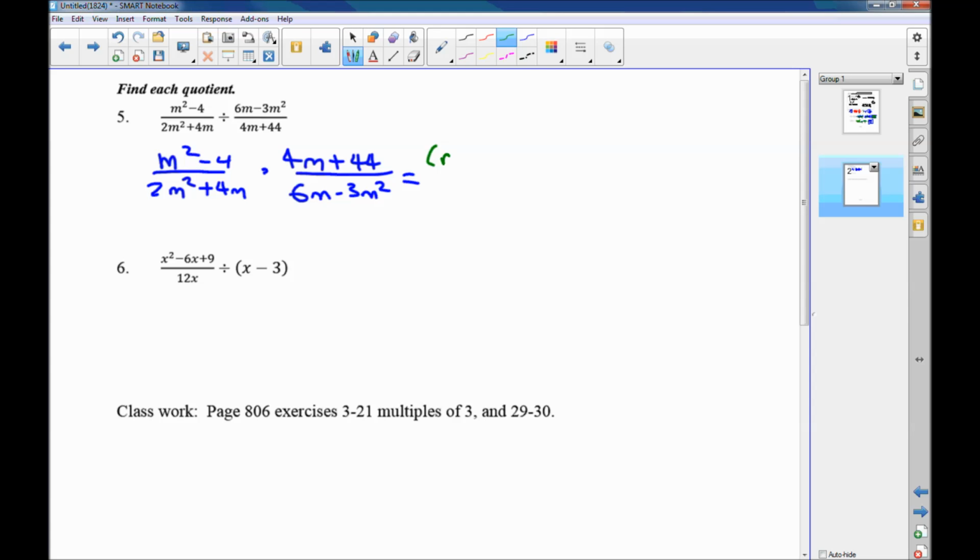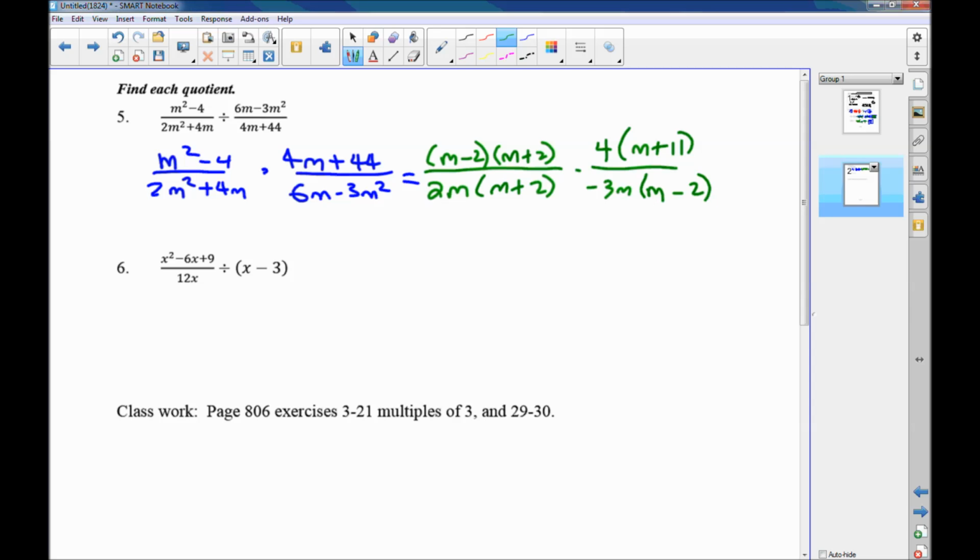And now I'll factor. So I have m minus 2, m plus 2 on the top left. That's a difference of squares. On the bottom, I take out the common monomial, which is 2m, and it leaves behind m plus 2. On the top, I could take out the common monomial, which is 4, and it leaves behind m plus 11. And on the bottom, I'll take out a common monomial, but I'm going to actually take out a negative 3m, so I can flip it around. And that will leave behind m minus 2.